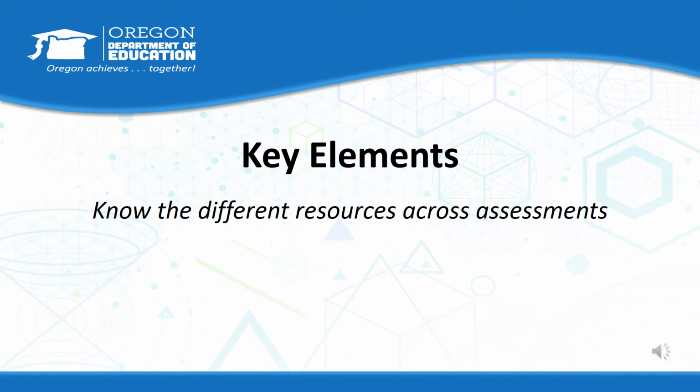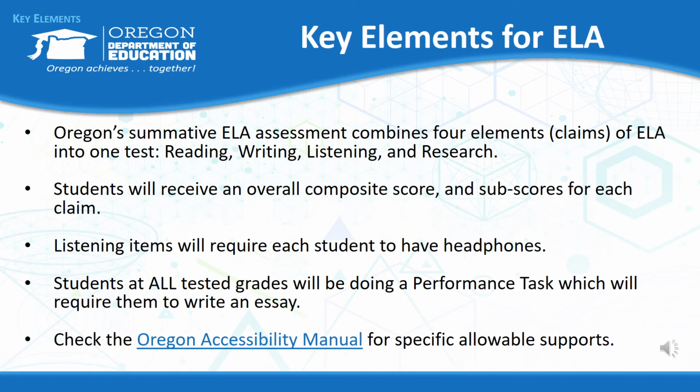This next section covers key elements on the ELA and mathematics summative assessment, in order for educators to know the different resources across assessments. Oregon's summative ELA assessment combines 4 elements, or claims, of ELA into one test: reading, writing, listening, and research. Students will receive an overall composite score and subscores for each individual claim.